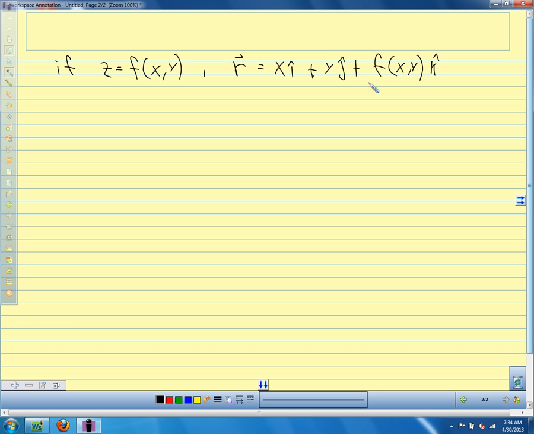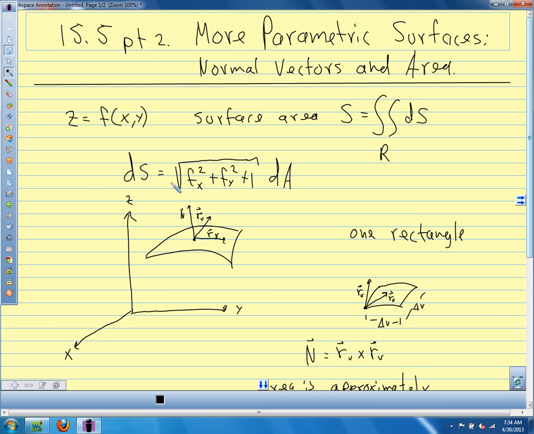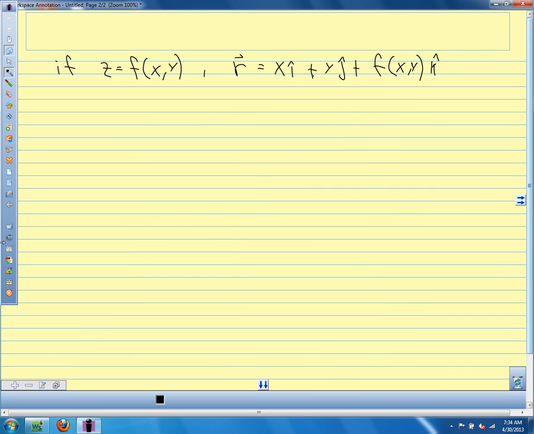What's the other function that you cross with y? So we would cross r sub x with r sub y. Partial derivative of this with respect to x, the partial derivative of this with respect to y, and that would be our cross product. And when we do the magnitude of that cross product, we get this. Okay?